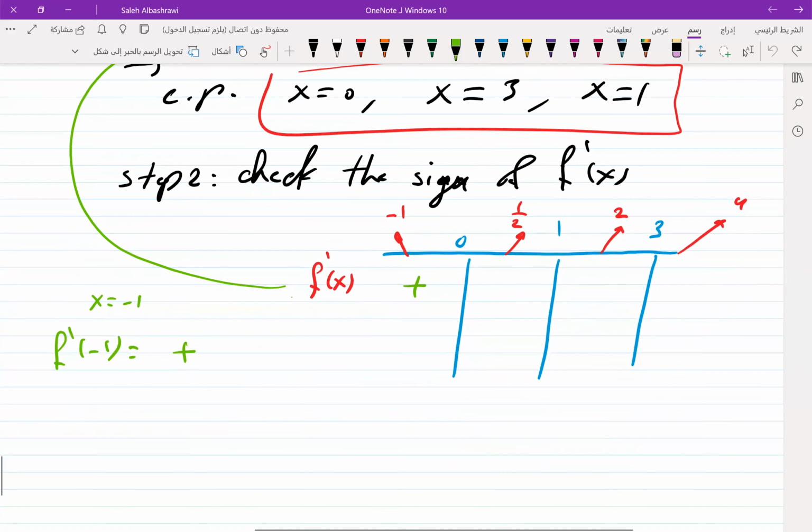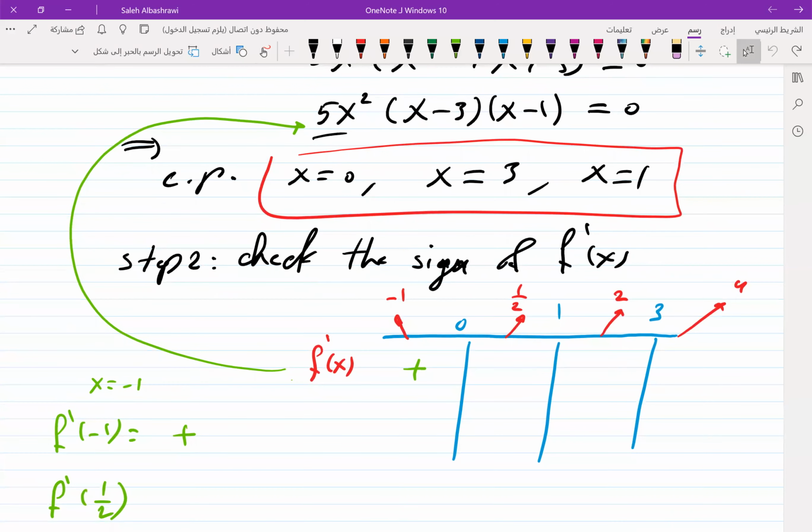Now for the f prime of 1/2. Replace 1/2 in the derivative and check the sign. This is negative, negative, positive. So I will have positive also. So the derivative is positive there.